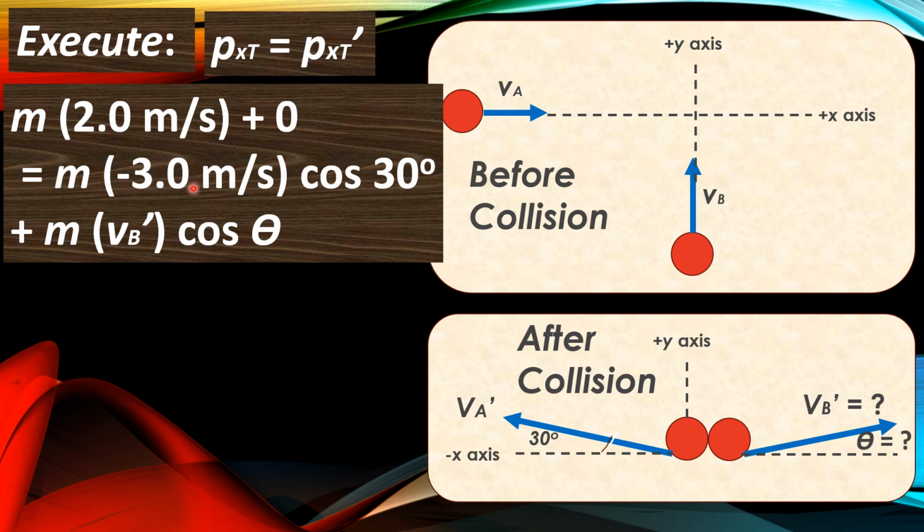And on the right side of this equation, we have the momentum after collision for particle A along the x, and that is its mass, small letter m, multiplied by its x component of velocity, which is negative 3.0 meters per second times the cosine of the angle 30 degrees, plus the momentum after collision of particle B, which is its mass, small letter m, multiplied by v sub B prime, which represents the final speed of particle B after collision, multiplied by the cosine of the angle theta.